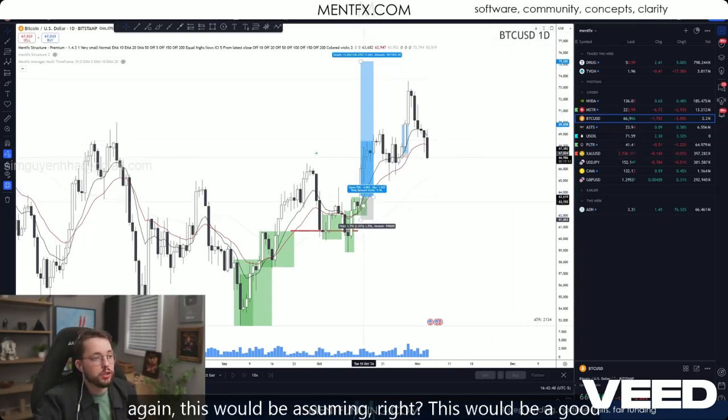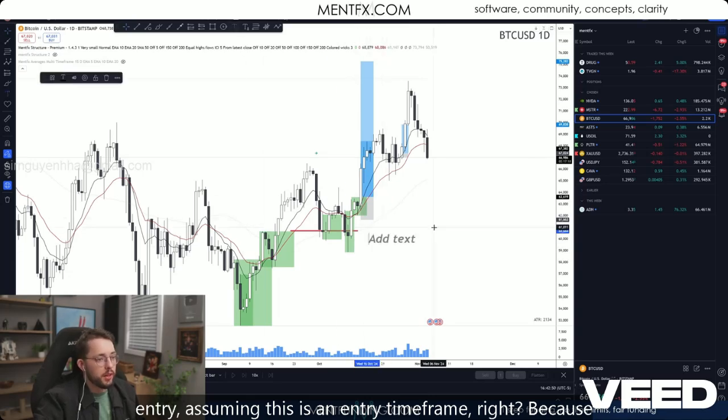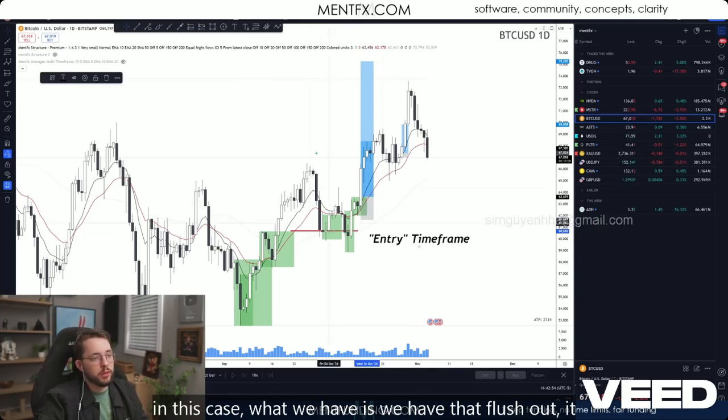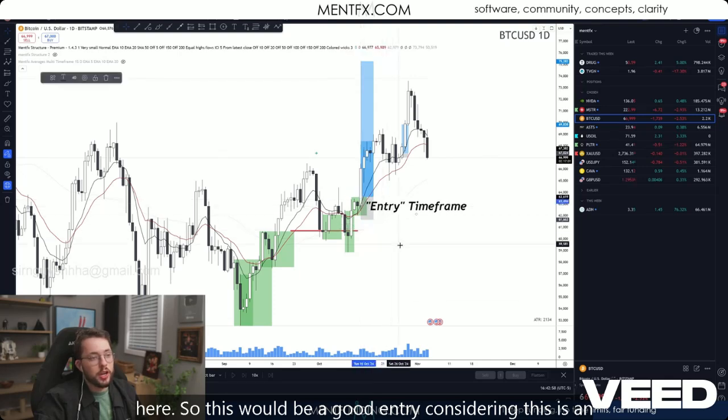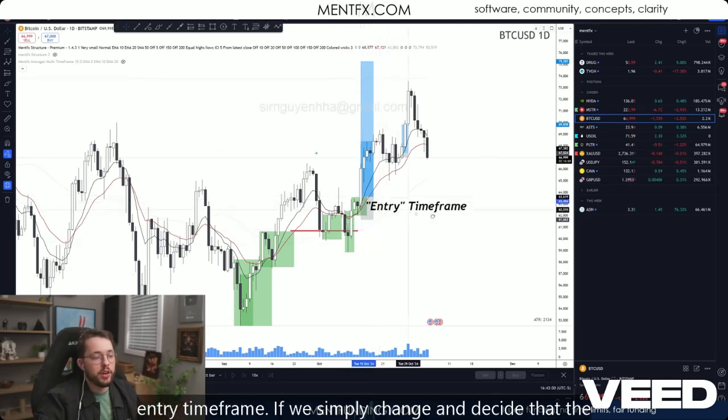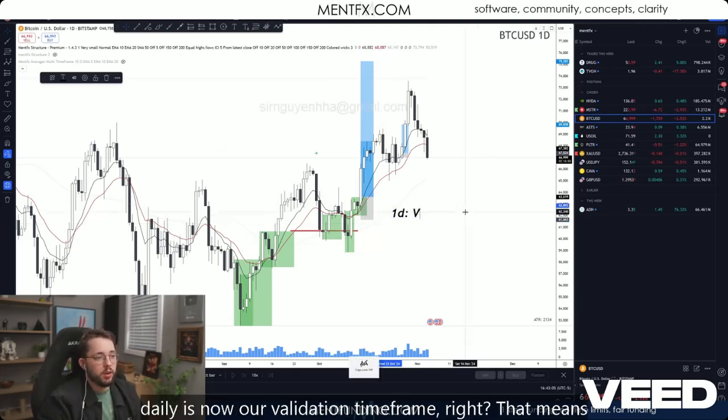So again, this would be assuming, right? This would be a good entry, assuming this is an entry time frame, right? Because in this case, we have that flush out. It starts building those MBs and it provides an opportunity here. So this would be a good entry considering this is an entry time frame. If we simply change and decide that the daily is now our validation time frame, right?